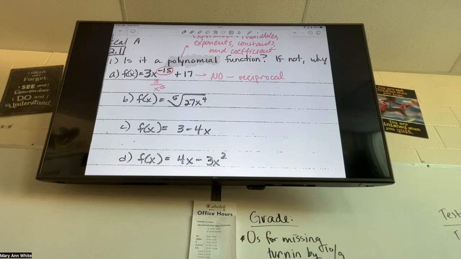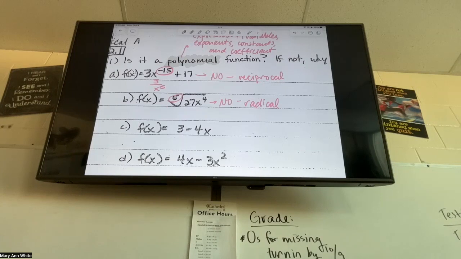Similarly with letter B, is that a polynomial function? If not, what function is it? So it's a radical. I've got this radical here. So that's not a polynomial, it's a radical. And I'm not going to call it square root, just semantics, because I've got this 5 on the radical. So it's not a square root, it's a 5th root.